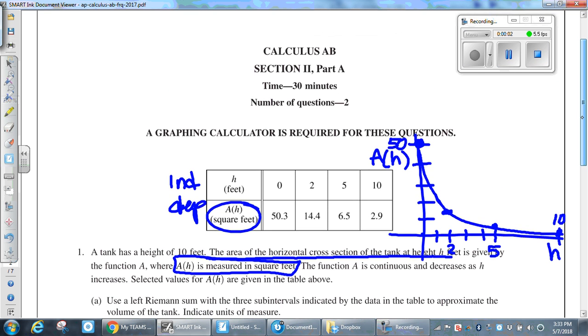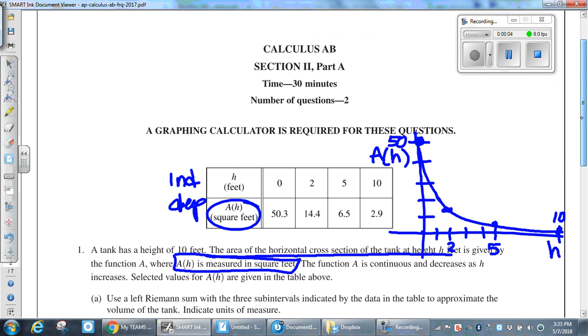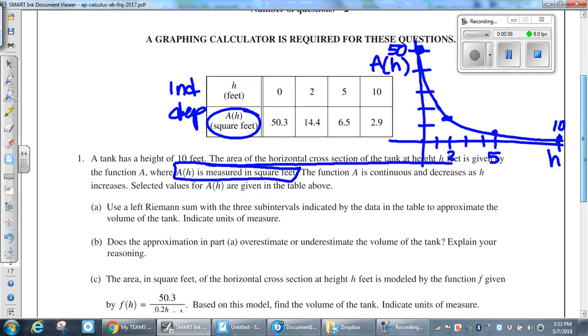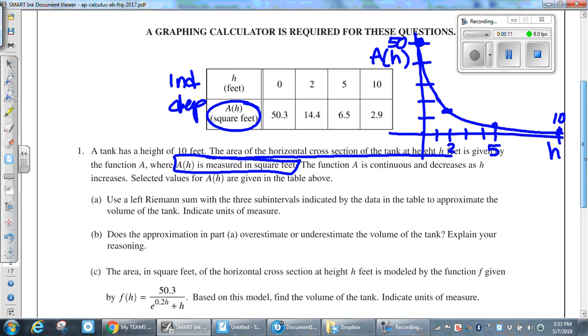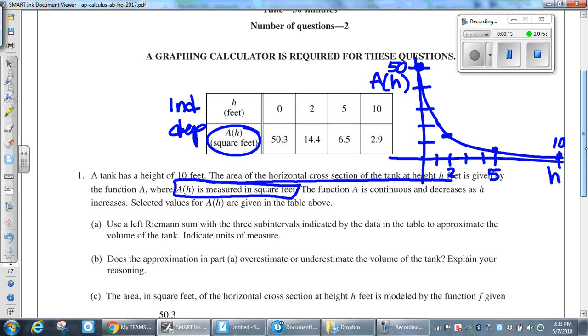Problem, free response, calculator portion, problem number 1. So we have here this table. We have to answer this question. So we were graphing the function. We have here h, and then A of h will be the area.